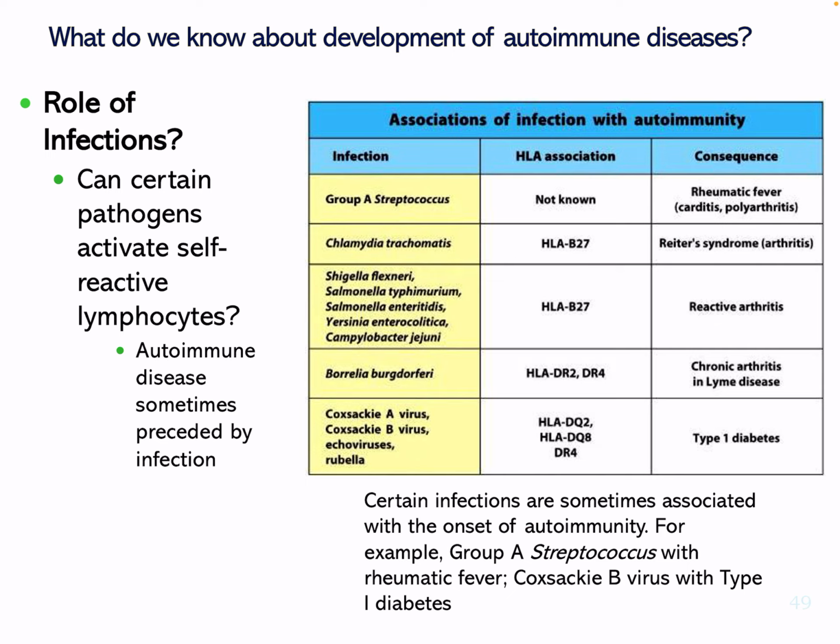So the role of infections. We mentioned this in that early figure, but we know that certain pathogens can activate self-reactive lymphocytes, and autoimmunity can sometimes be preceded by infection. Certain infections are sometimes associated with the onset of autoimmunity. For example, group A streptococcus with rheumatic fever and Epstein-Barr virus with type 1 diabetes.